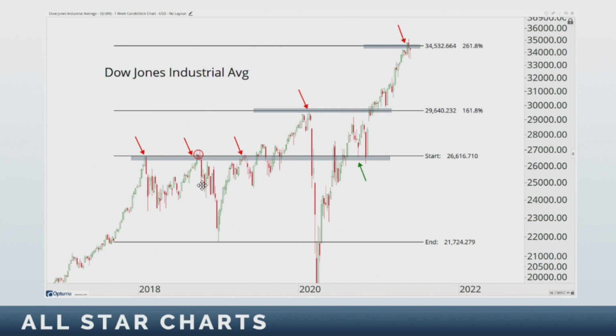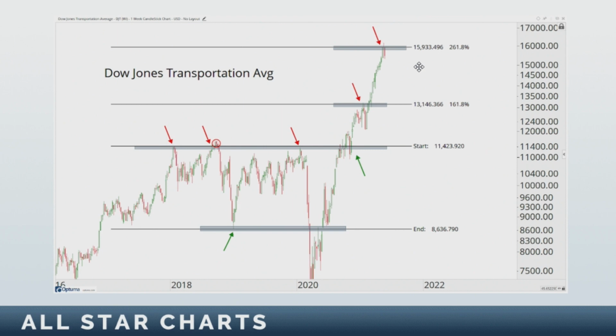The 261.8% extension of that entire 2018 decline, right? It stopped on the way up and then crashed from there. Finally broke out above that. Here's your next extension. And meanwhile, the transports are doing the same thing. Right? Stopped where they needed to stop the first time, sold off, came back, just achieved its next target.